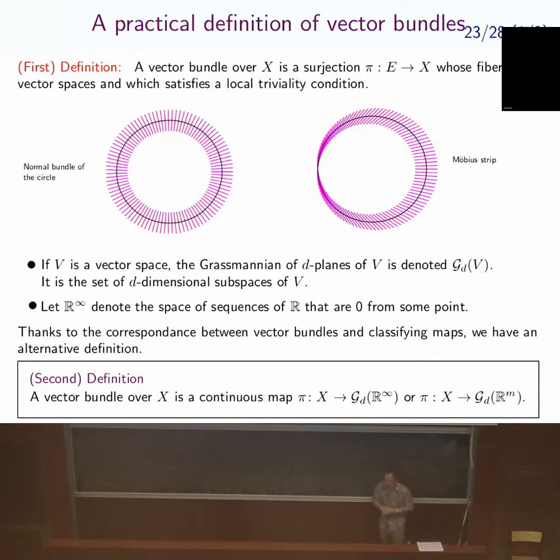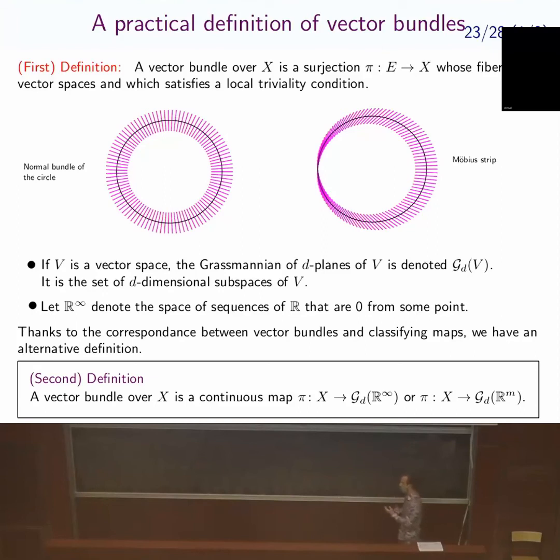Okay. So in order to propose another definition, I will need two objects. First, the Grassmannian. If I have any vector space V, the Grassmannian G_d of V is the set of linear subspaces of dimension d of V. And I also consider R^∞. R^∞ is the space of sequences of real numbers that are 0 from some point.